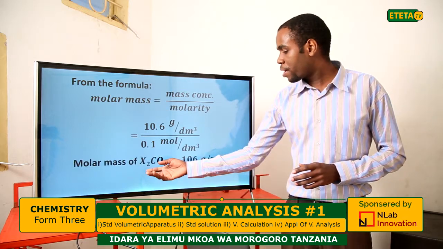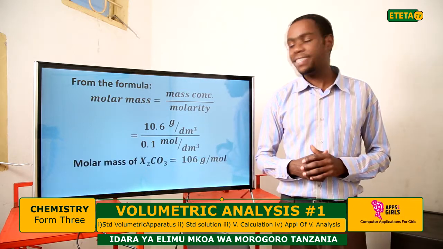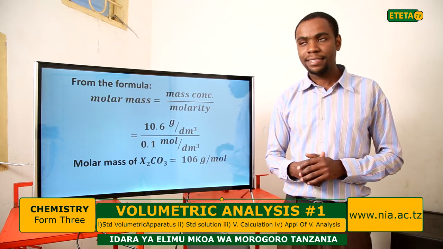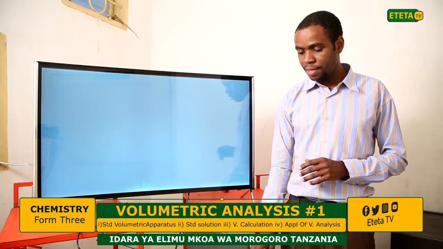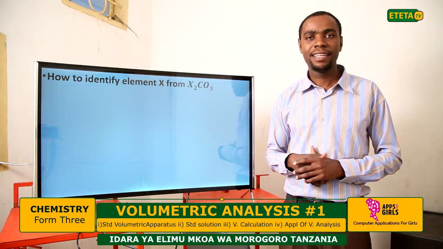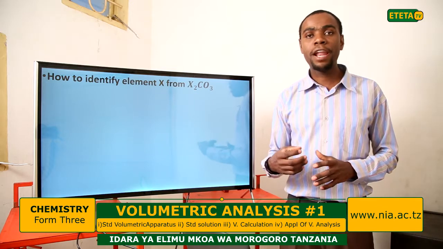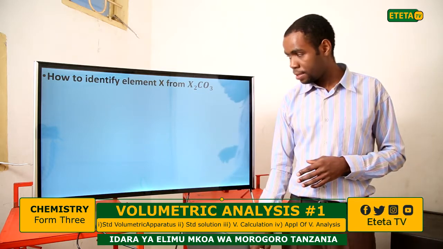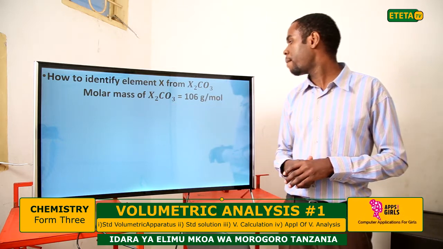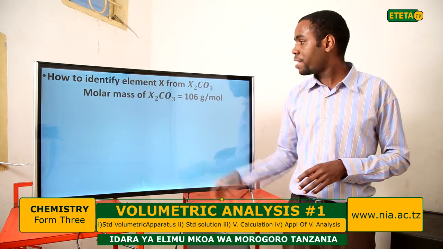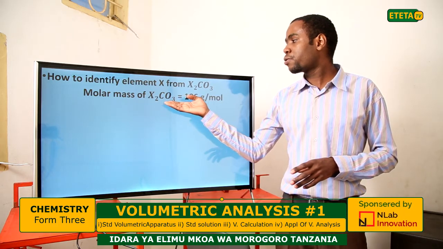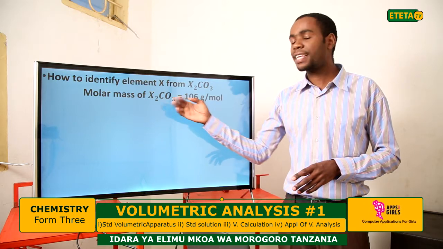Now, the molar mass of X carbonate will be 106 grams per mole. Then, how do we identify element X from X carbonate, given that we have the molar mass of the whole compound? To identify element X, we sum up the atomic masses of the constituent elements of X carbonate.